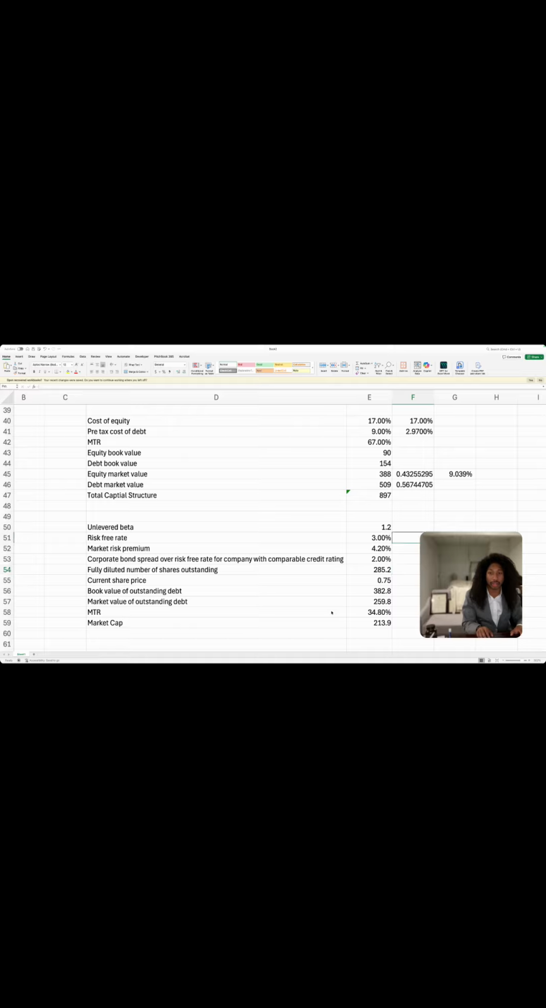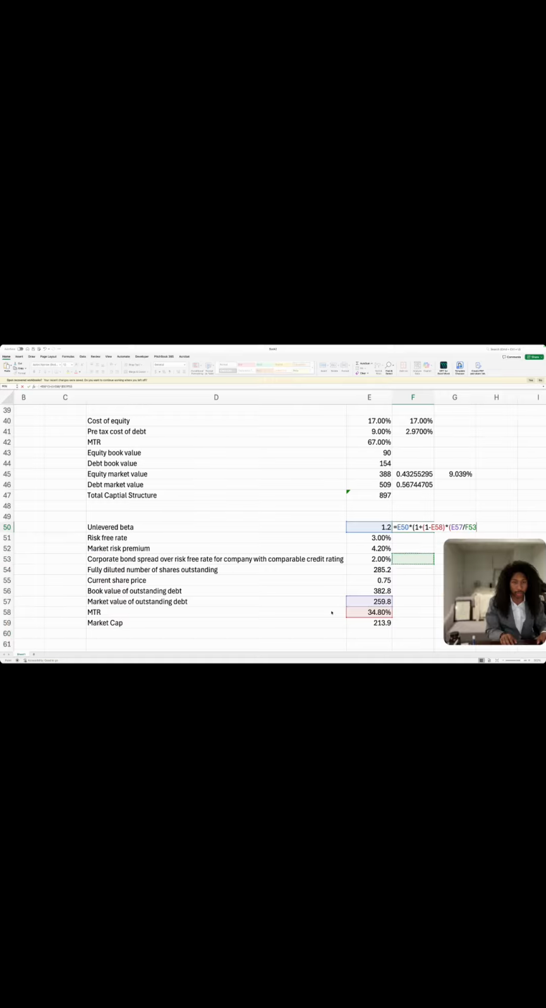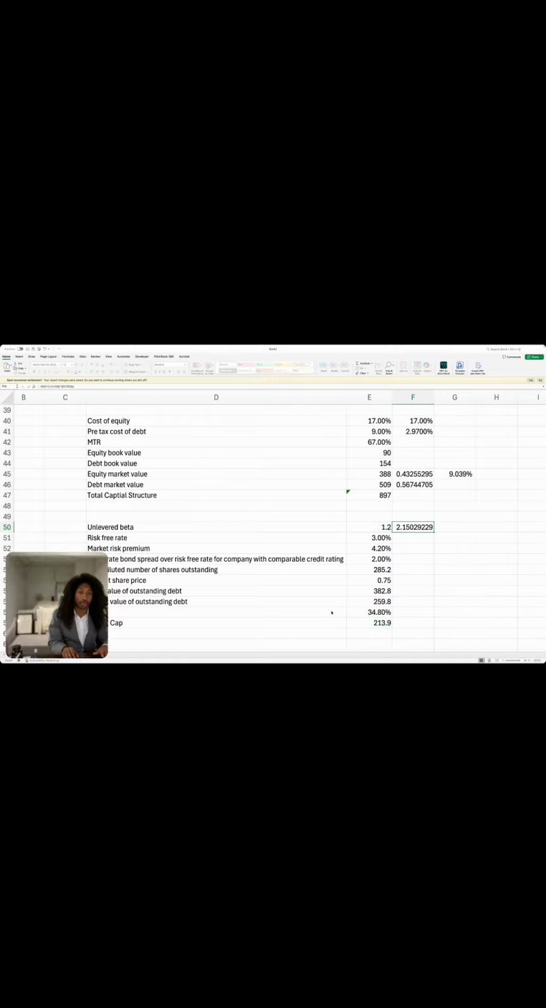Okay, now let's relever beta. We have unlevered beta times 1 plus (1 minus the marginal tax rate) times the debt to equity ratio, which is the market value of debt to market value of equity ratio. Cool. All right, good to go. And you see beta went up. Leverage went up because we're adding leverage. Financial leverage magnifies returns.